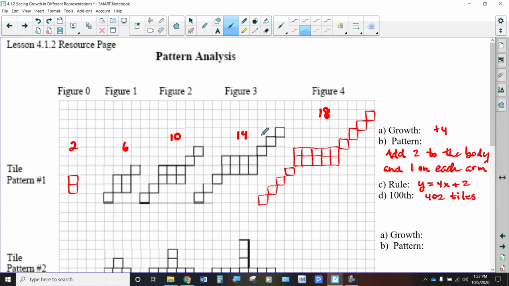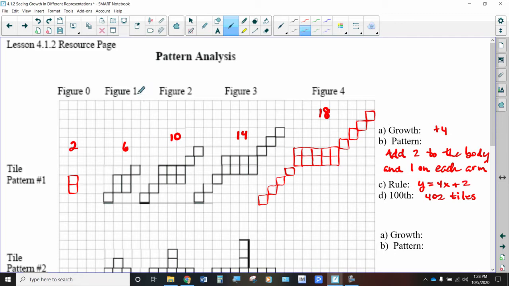So go ahead, copy down these. Do you notice how me doing it freehand, it's a little bit sloppy? I expect it's probably going to be a little sloppy for you. But just try and make it look as neat as you possibly can. That's fine. Okay? So from this, I have figured out that the rule appears to be y equals 4x plus 2.